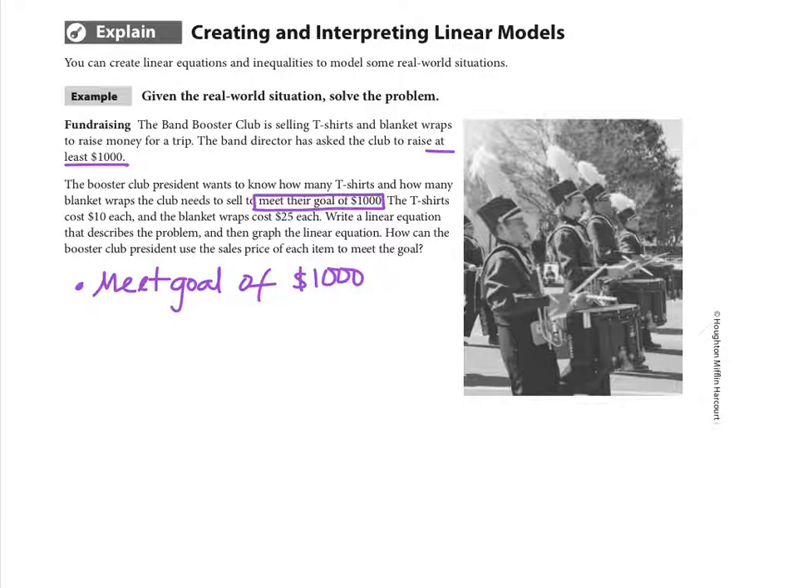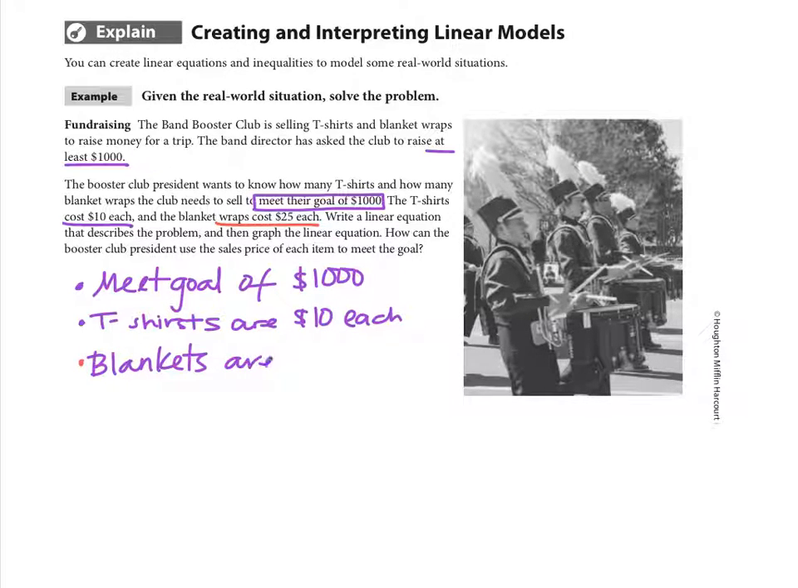All right, it says t-shirts cost $10 each. So I'm going to write that down. T-shirts are $10 each. Oh, I should probably put the amount in there, $10 each. And then blanket wraps cost $25 each. So blankets are $25 each.